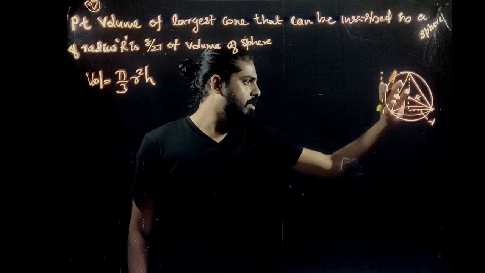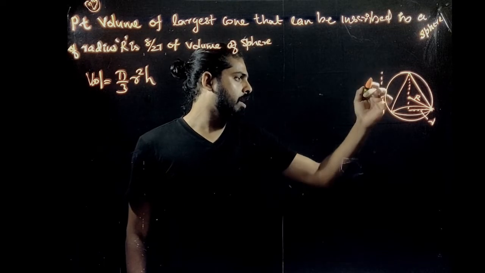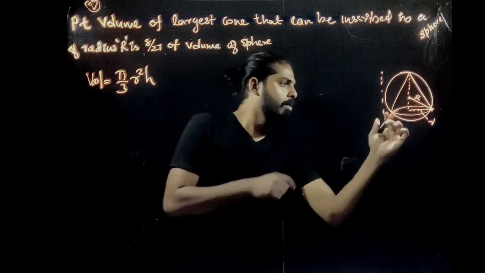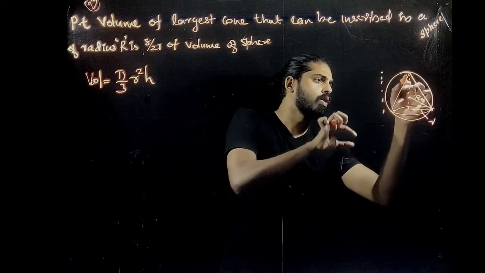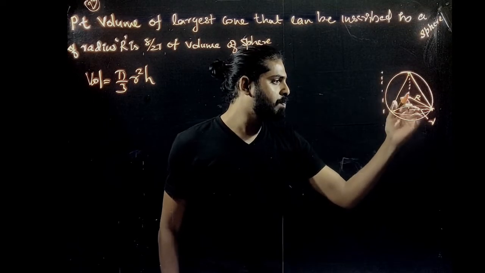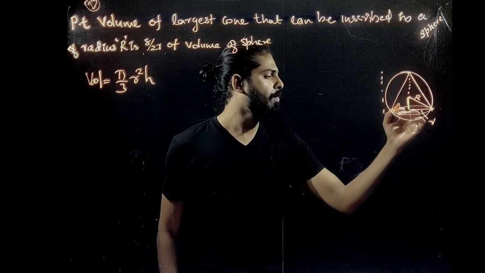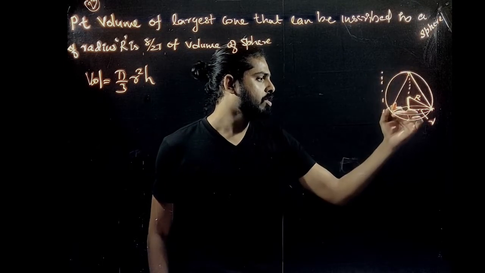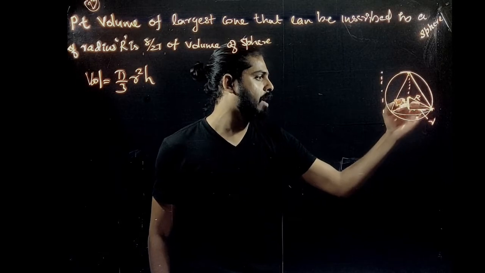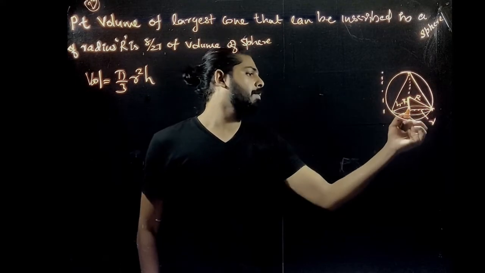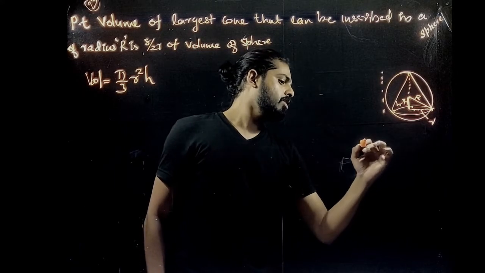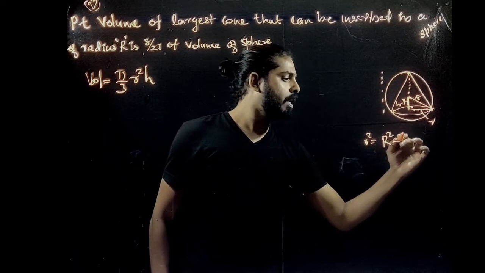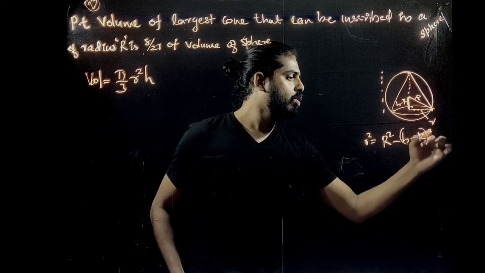This is h, the height of the cone. This completely is h. This is also equal to R, from the center till here is also equal to R. That means this part will be equal to h minus R. So this is h minus R. Here we can derive the Pythagoras relation: r square is equal to capital R square minus (h minus R) whole square.